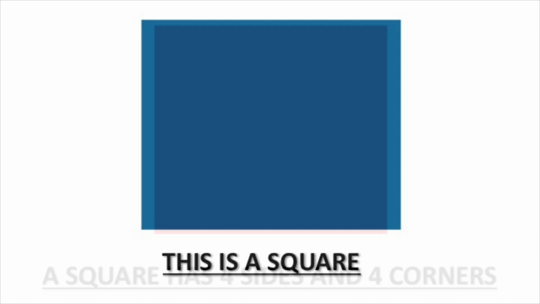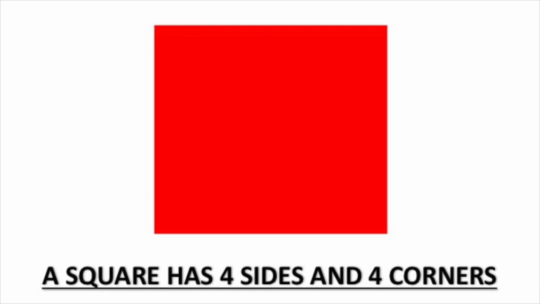Is a square. A square has 4 sides and 4 corners. And the thing about a square, all the sides have to be the same length. They're the same all the way around. How many sides? How many corners? All the same length? That's what makes a square.